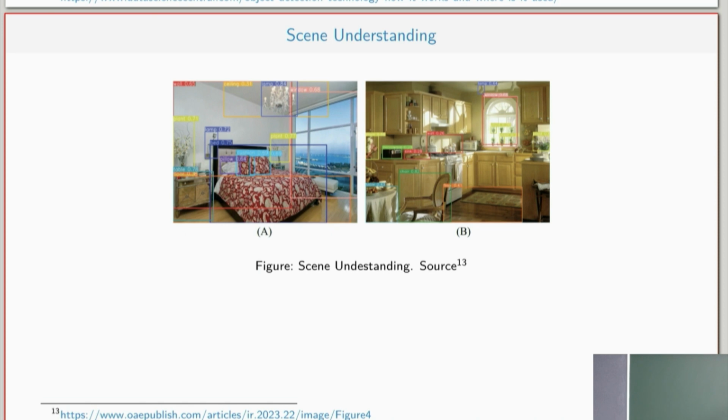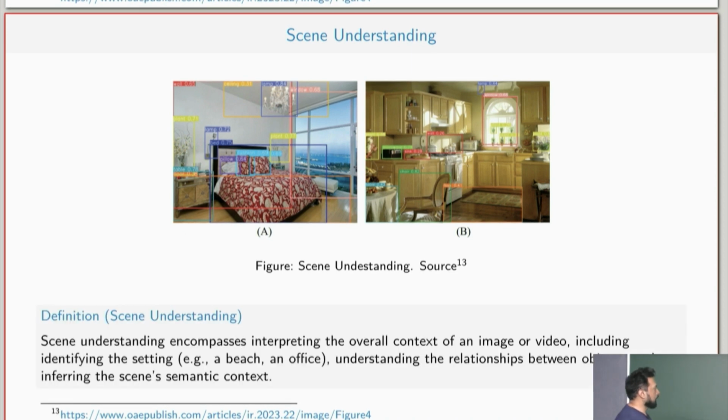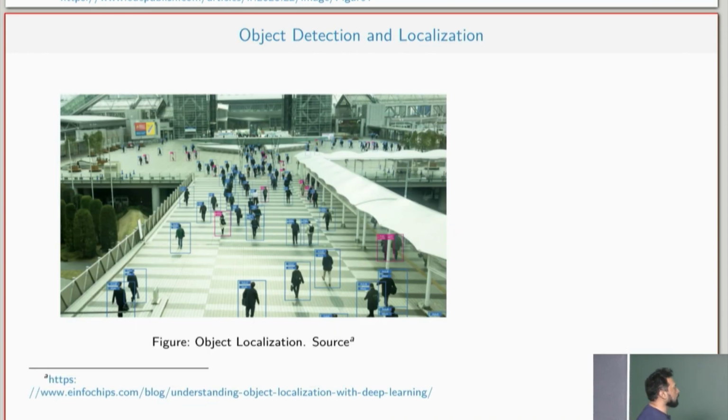Scene understanding. There may be multiple objects in an image, but can you conclude in a broader sense what that scene is about? In this case, there are many segmentations, and you may have done the identification of the objects, but can you conclude something more? In this case, it looks like an image of a bedroom. So that is part of scene understanding. And then the localization problem. You identify the objects, but then you also locate where they are in the image.